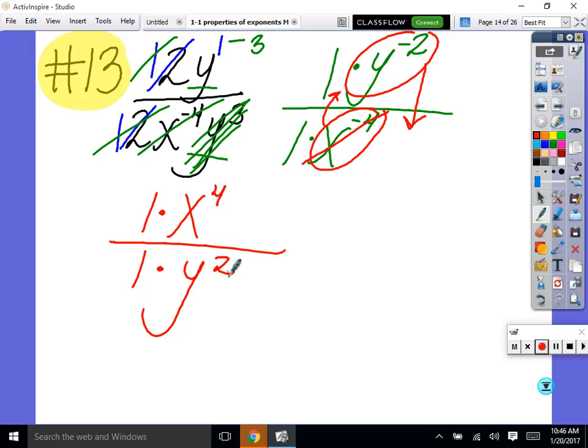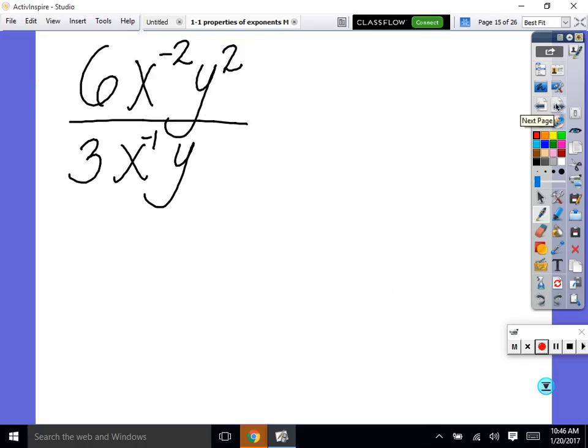Now, is it necessary to write the 1s? No. So our final answer is just x to the 4th divided by y squared. We can't put these two together because they're not the same base. I wouldn't mark it wrong, but you wouldn't see the ones there if it was a multiple choice test. Good question. Okay, let's do this one.